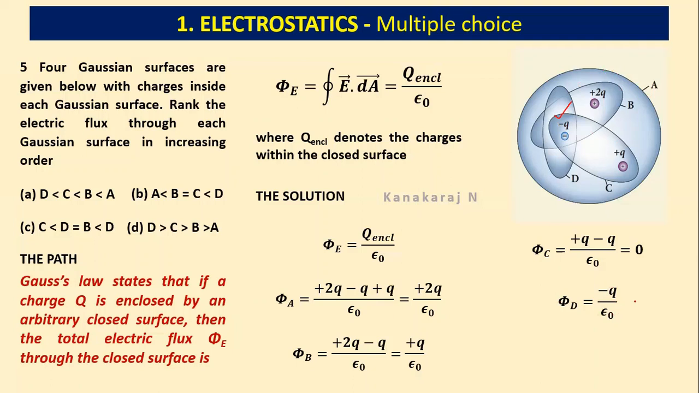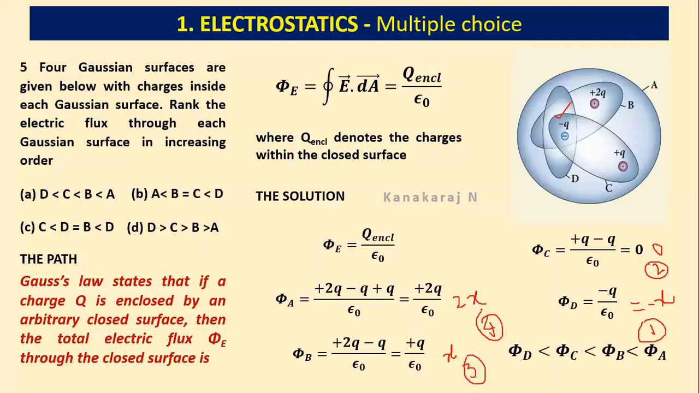Let us take this value as minus x, this as 0, this as plus x, and this as 2x. If you keep all these in increasing order, you get minus x is the least, 0 is a little higher, and plus x is a little higher still. The highest is 2x. So the answer is phi D less than phi C less than phi B less than phi A.